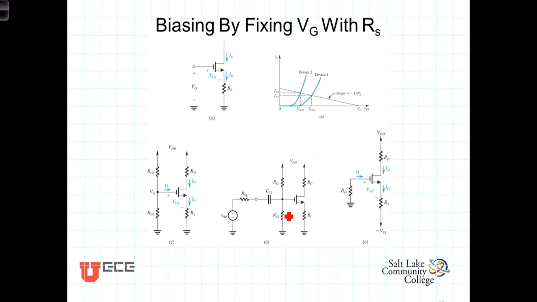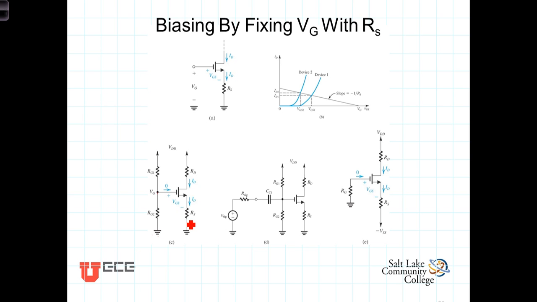Let's look at two different scenarios where R sub s is used to stabilize the bias point. First, if only one power supply is available, a positive VDD, and at the other side we've got ground, V sub g is lifted above ground and positioned somewhere between ground and VDD using the voltage divider here. As we've already described, R sub S then provides the negative feedback to stabilize this bias point.